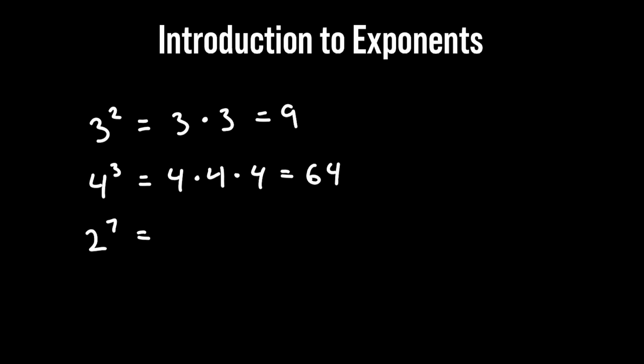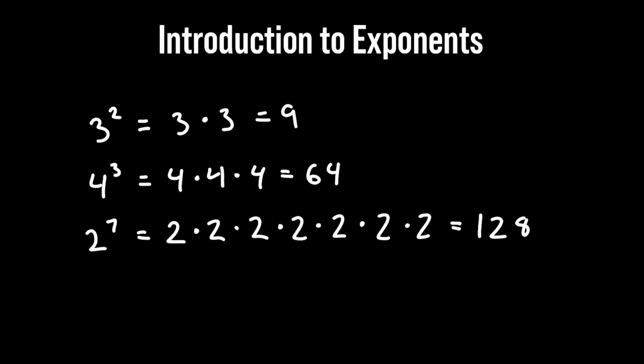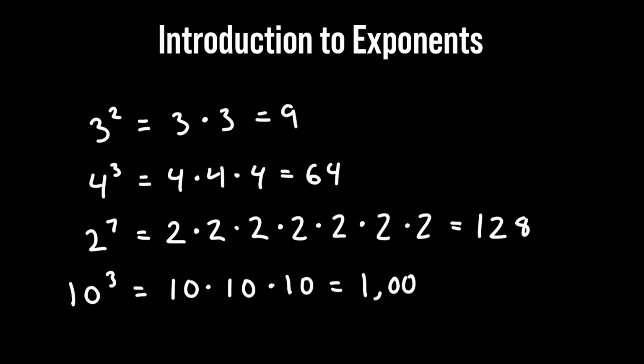Now let's try 2 to the 7th. Repeated multiplication of 2 7 times. And this is going to be 128. And let's try one more. Let's try 10 to the third. So that'd be 10 times 10 3 times, which is equal to 1,000.